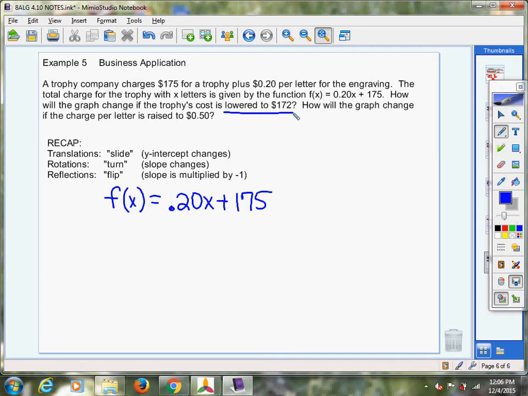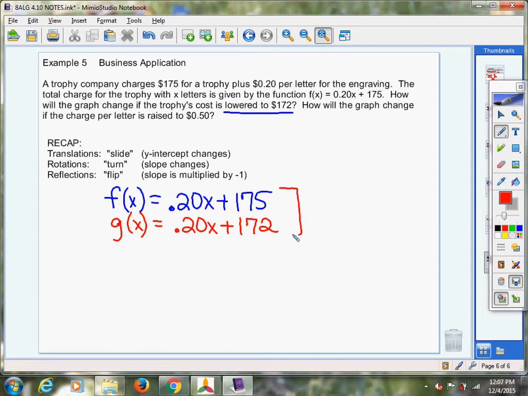So let me change colors, okay? And we'll call this g of x. We didn't change the slope. We just lowered the amount of money that the trophy costs to $172. If I were to graph this, what would change on the graph? What would happen to it?